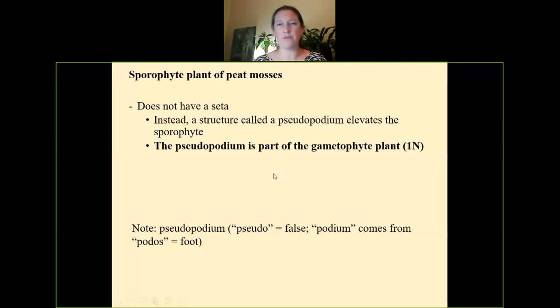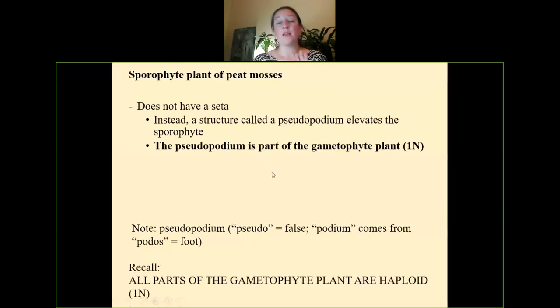But it really should be fake seta. It should be pseudo seta, really, because it's more of a stalk. And so just to keep in mind, if the Pseudopodium is part of the Gametophyte plant, it means the Pseudopodium is still haploid. Because seta on a Sporophyte plant would have been diploid because it's part of the Sporophyte plant, but Pseudopodium is part of the Gametophyte plant, so it would be haploid.